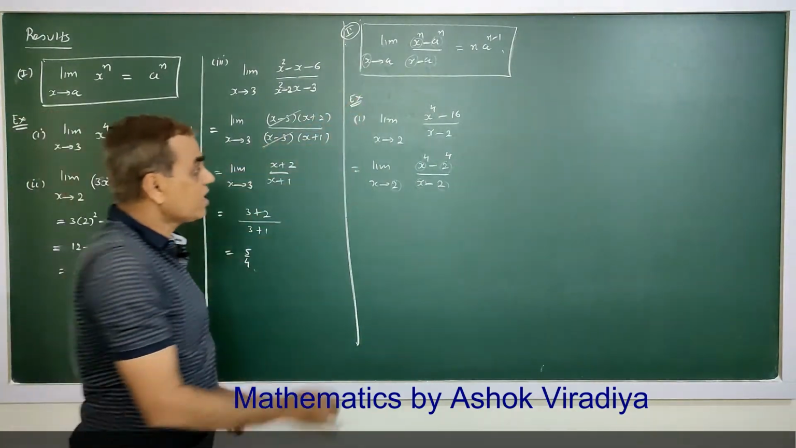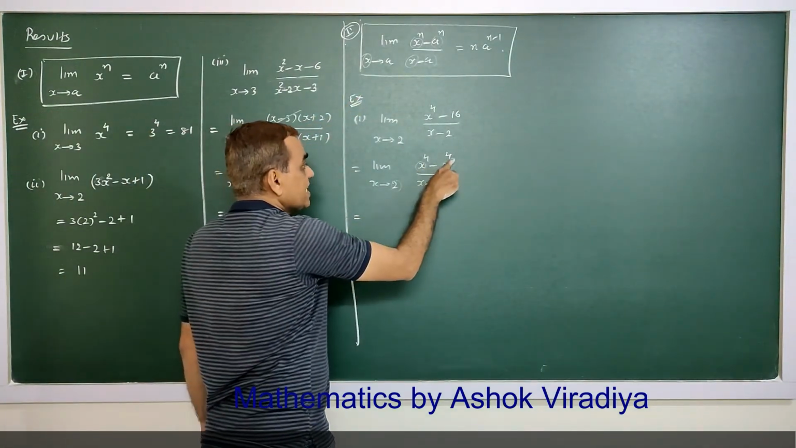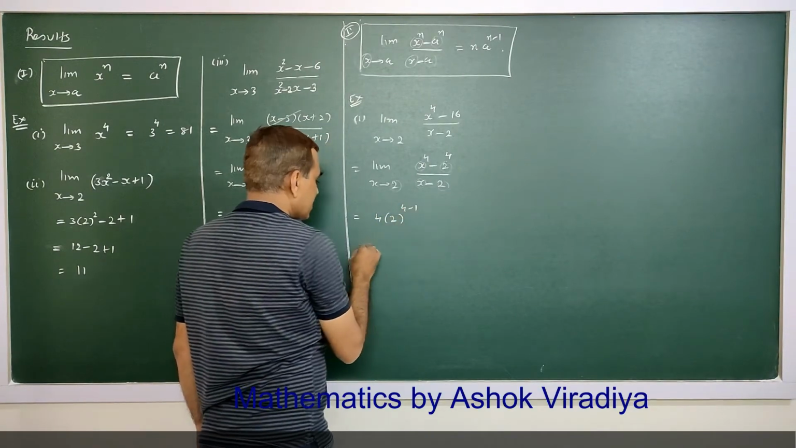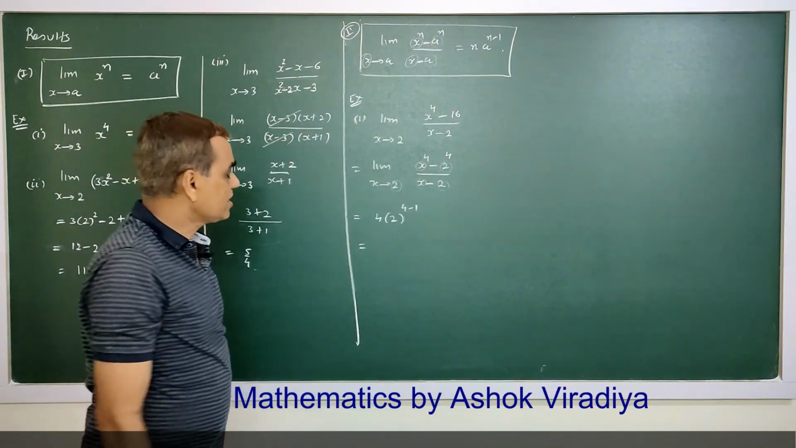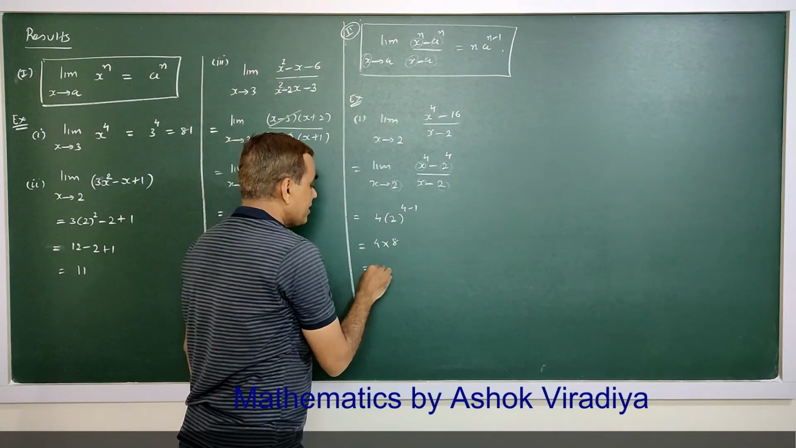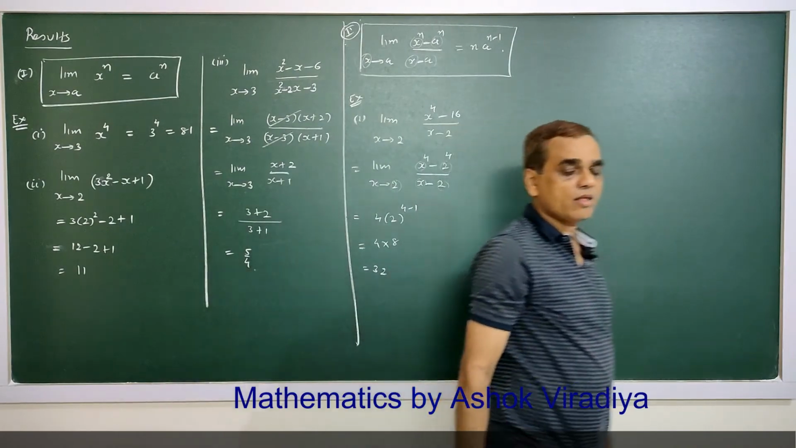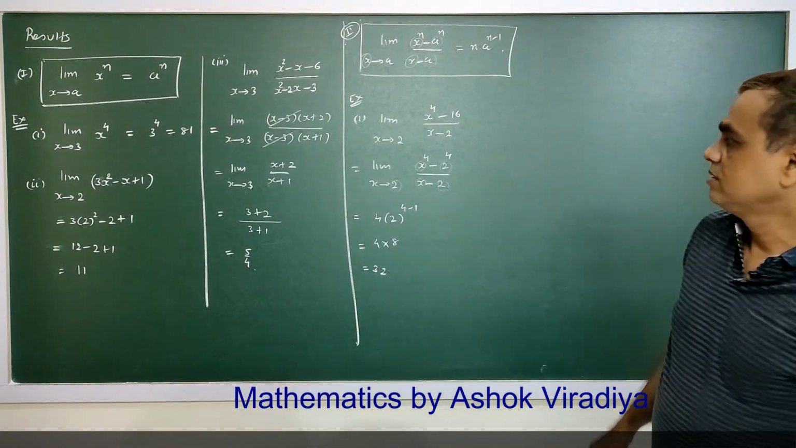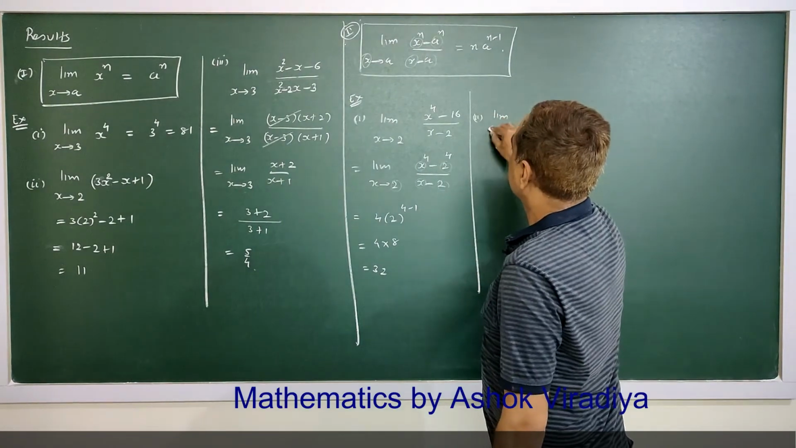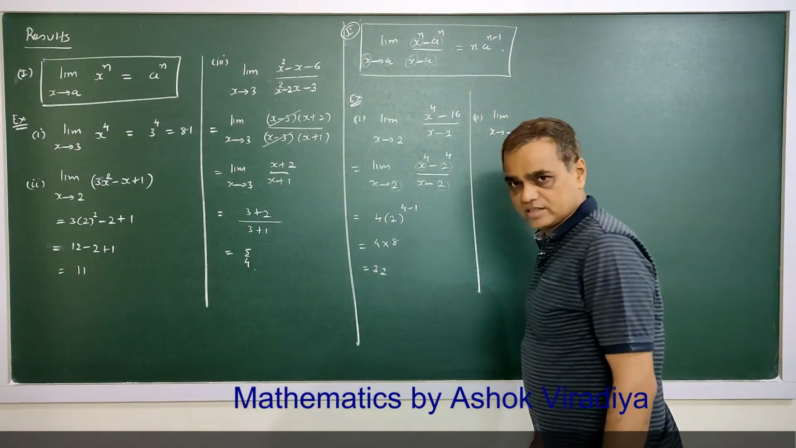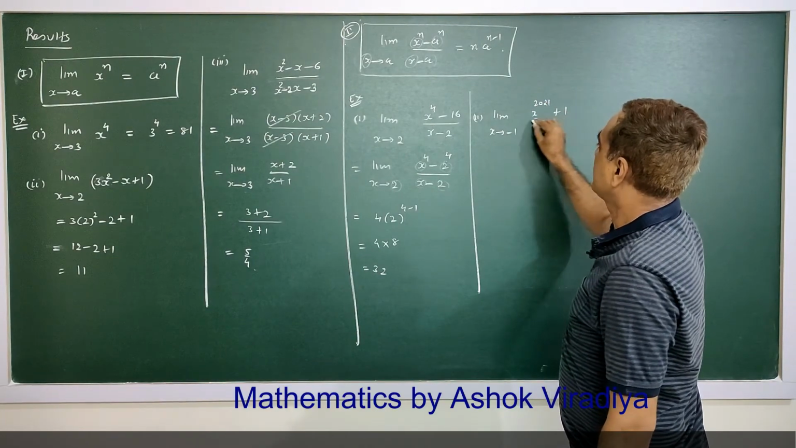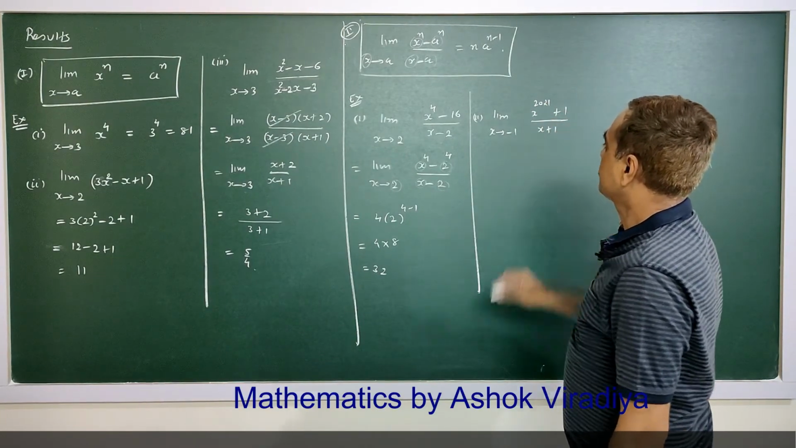So by this formula, this is equal to, here this is n, so n times a raised to n minus 1. So this is 4 into 2 cube, that is 8. So the limit is 32. Second question: limit x tends to minus 1, x raised to 2021 plus 1 upon x plus 1.